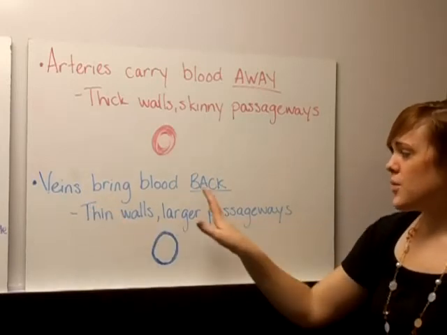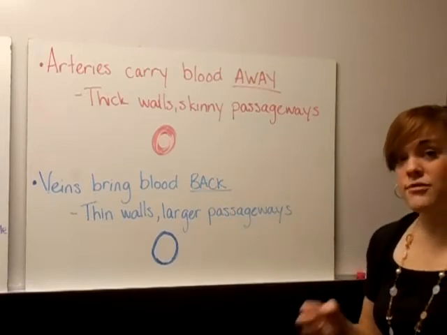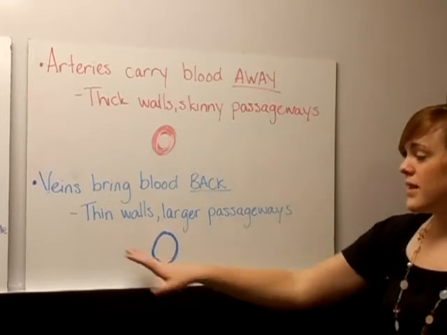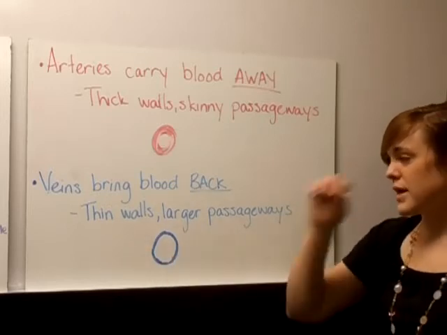Your veins bring your blood back to your heart. After it's given oxygen to the parts in your body, it comes back to your heart through veins, and they have thinner walls and larger passageways.